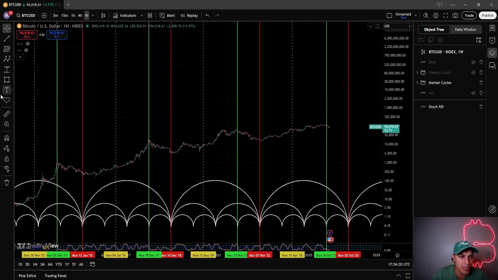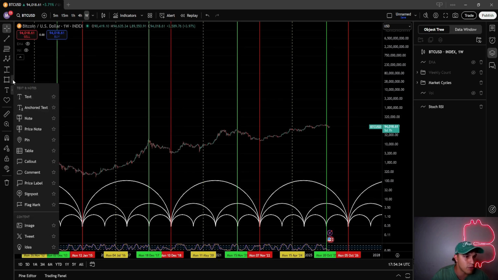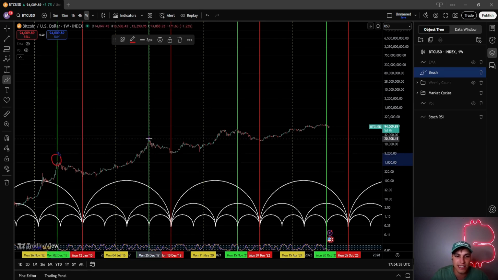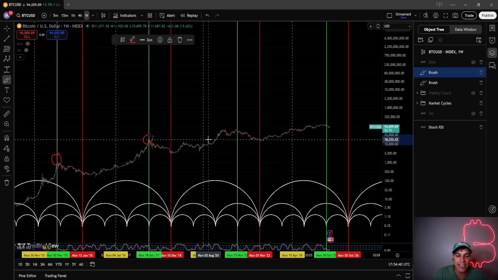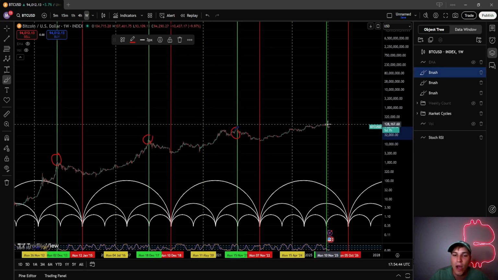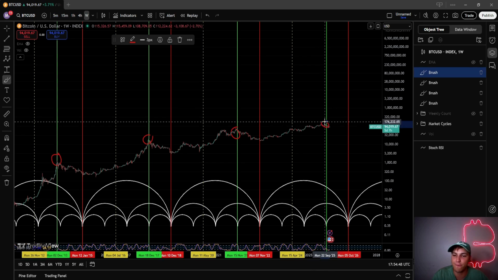So if we zoom in, we can see we had a top over here. If I can find my brush. Over here, we had a top form in 2013, a top form in 2017, a top form in 2021, and now, perfectly predicted, we have another top formed here in 2025.